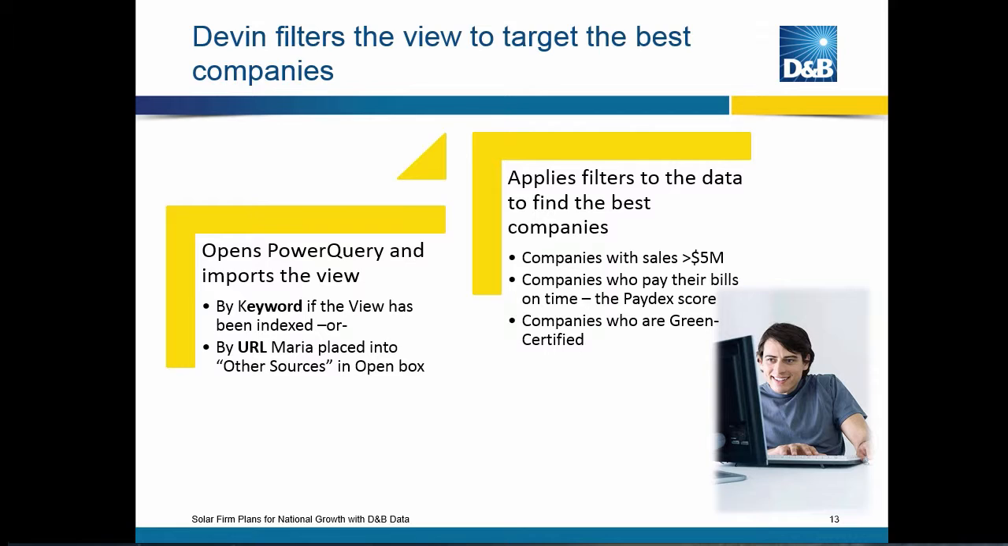So in this case, we're going to filter out to find the best construction companies with sales of greater than 5 million, which is information available in the DNB data. We're going to find companies who pay their bills on time, and this is based on the Paydex score, which is also part of the DNB data. And then we're going to take information about companies who are actually green certified, and we're going to join to our list of selected construction companies. Green certified is one of the target attributes that we're looking for in the companies that we want to market to because of what we're selling.